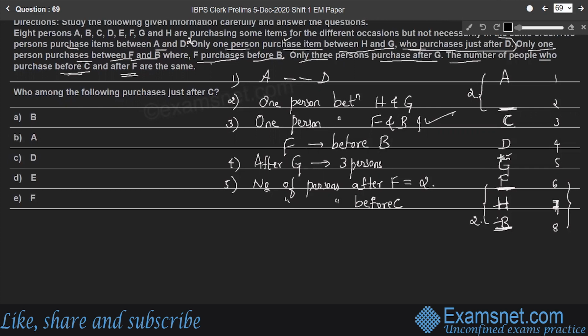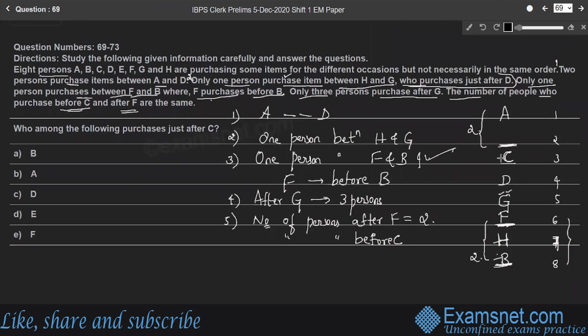Who is that person? So according to the question, there are 8 persons, A, B, C, D, E, F, G, and H. So A is here first person, B is the last person, C is the third person, D fourth, and the second person. That means the one who purchases after A will be E, right? So F is here, G 5th person, H 7th person, right? So the question is, who among the following purchases just after C? After C, D purchases the item, hence option C, that is person D is the right answer.